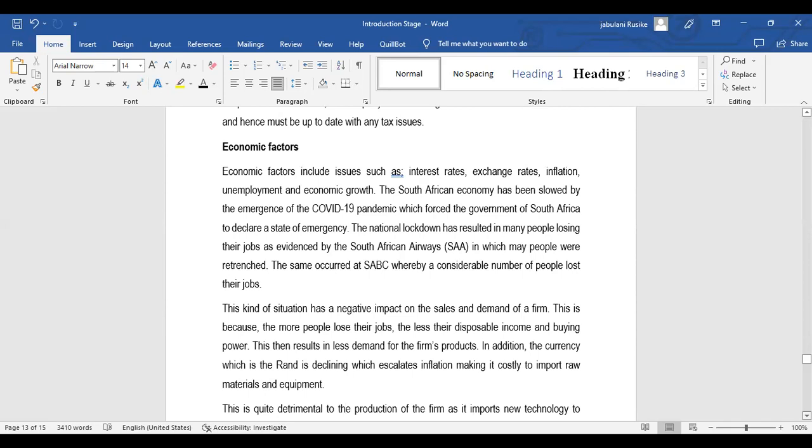Why? Because many companies, because of the forced closures due to the national lockdown, some of them were forced to close their doors. Some of them ended up retrenching people. Examples like South African Airways, SAA, where people were retrenched. Examples like SABC. So these situations actually affect the operations of an organization.